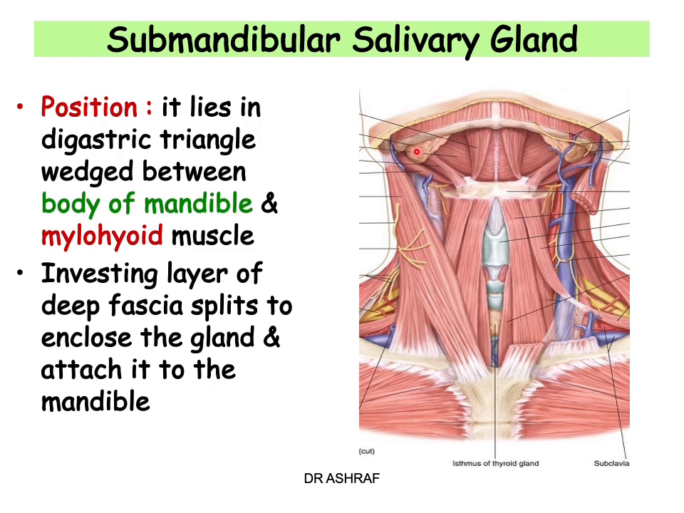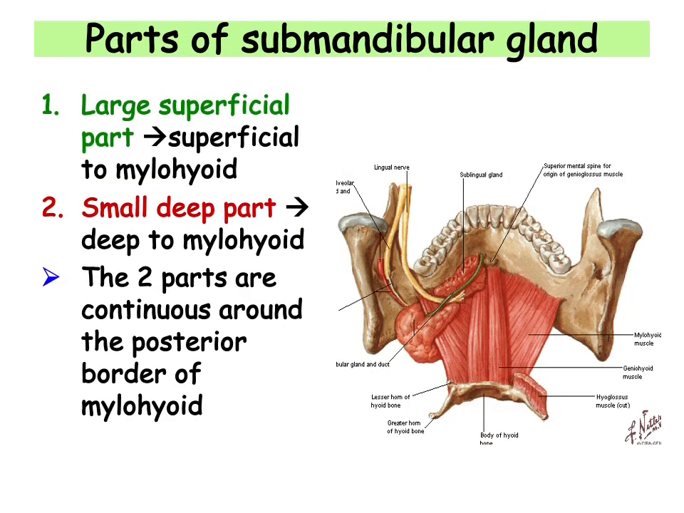be invested by the investing layer of the deep fascia. So the name is deep investing layer because it's going to invest all the large glands in this region. That's the submandibular gland, okay, and that's the triangle, and that's the mandible, and that's the mylohyoid muscle, okay.